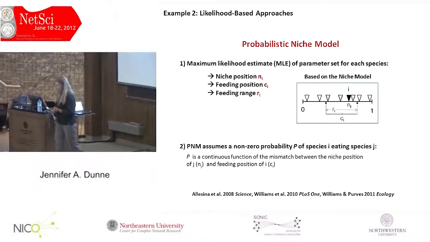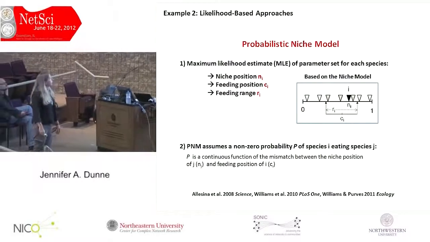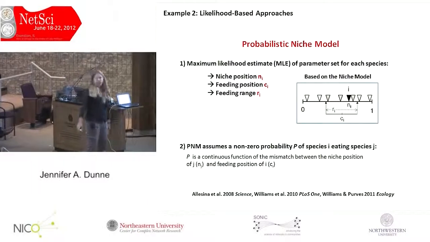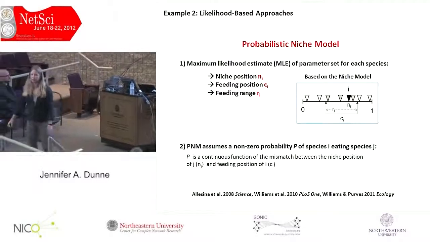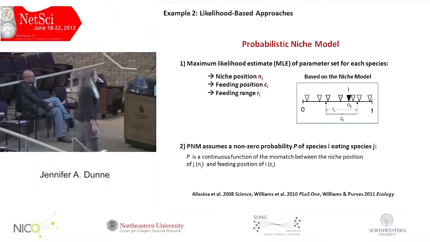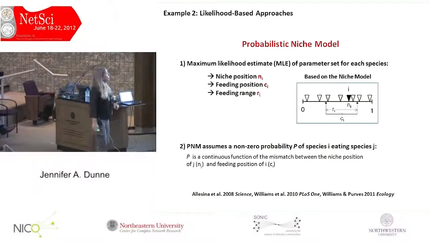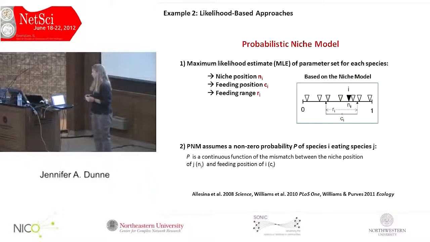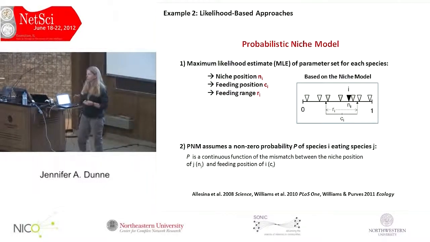My second example, also developed by Rich Williams, is a likelihood-based approach. It's a probabilistic version of the niche model. Stefano Allesina was the first person to use this type of approach for modeling food webs, in his Science paper in 2008, and Rich did an explicit version of the niche model using this approach. It's a very data-driven approach, using the data to come up with a maximum likelihood estimate of the parameter set for each species.